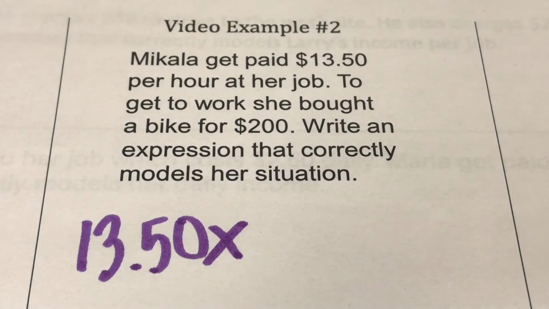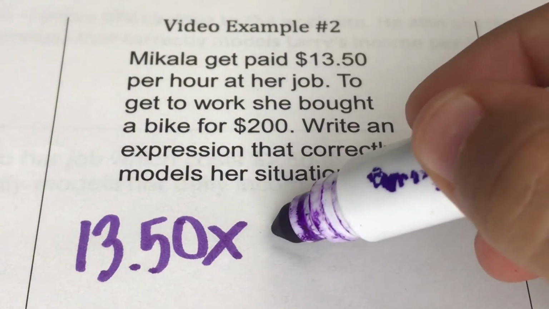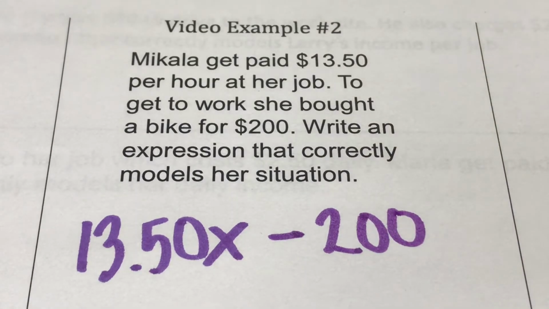Now, Michaela also bought a bike for $200. So if she bought a bike, she was spending her own money. If she was spending her own money, spending is represented by subtraction in math. So even though she gets paid $13.50 per hour, she spent $200 on a bike. And that models the correct expression for this real world scenario: 13.50x minus 200.